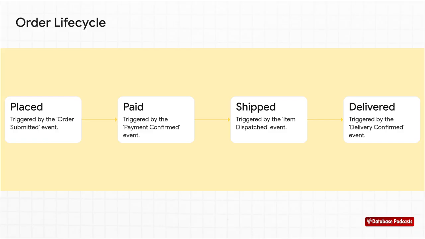And notice, it can't just randomly jump to shipped from here. Nope. It can only go to the paid state, and only when a payment confirmed event happens. This really rigid structure of controlled steps is what prevents all sorts of errors and makes sure the data is always in a state that makes sense.